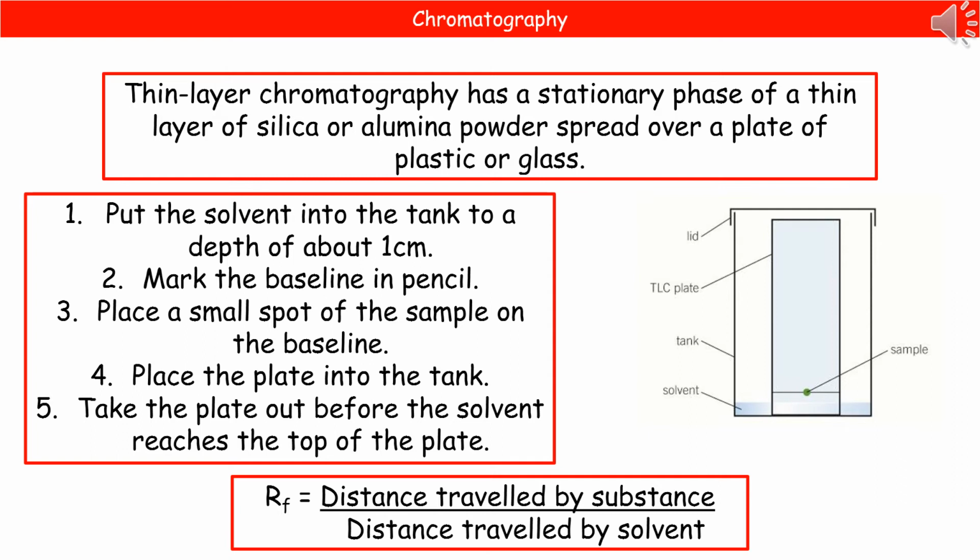So we put the solvent into the tank to about 1 centimeter depth, mark the baseline in pencil, put a small spot of the sample on the baseline, put the plate into the tank, and then we take the plate out before the solvent reaches the top. We can then be asked to calculate the RF value, which is the distance travelled by the substance divided by the distance travelled by the solvent.